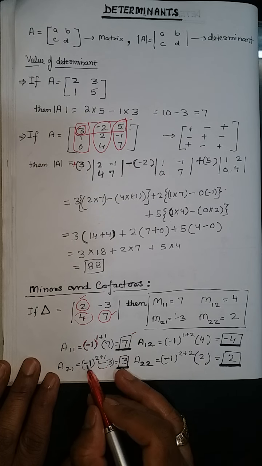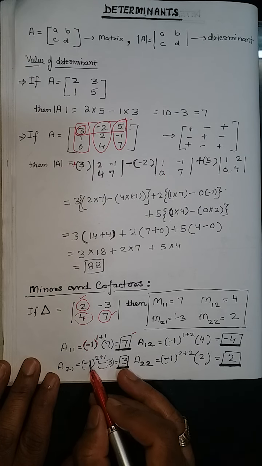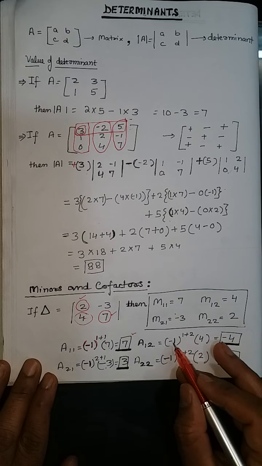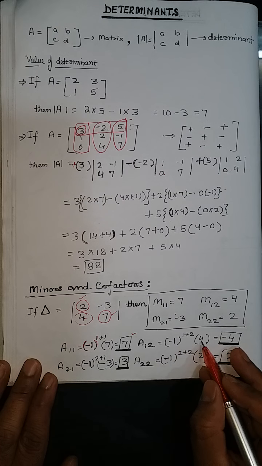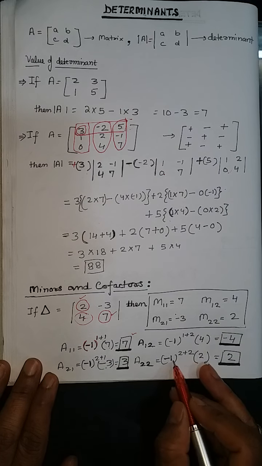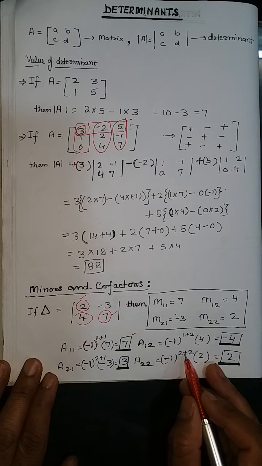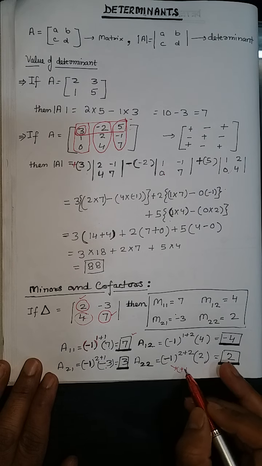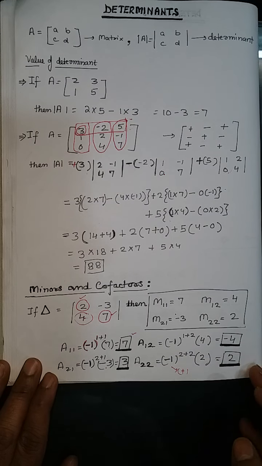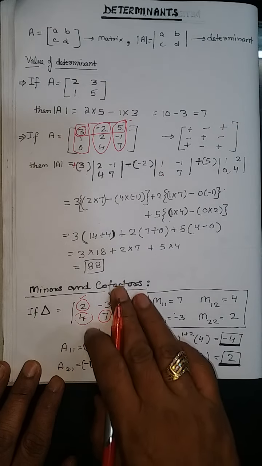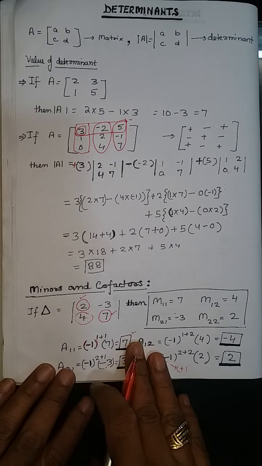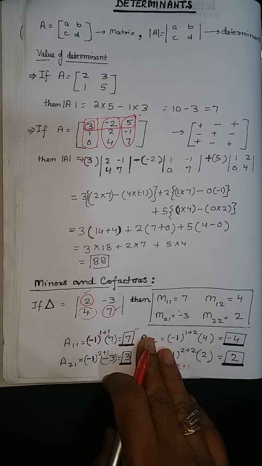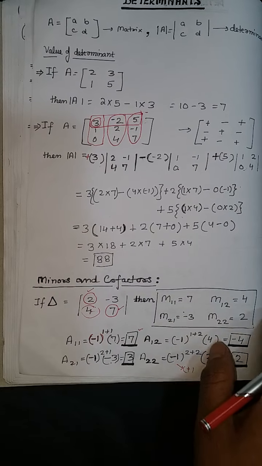2 plus 1 is 3. So minus 1 to the power 3 will give the opposite sign, that is negative sign. So minus minus gives plus. Minus 1 to the power 3, again negative sign. Negative, positive is negative. 2 plus 2 is 4. So minus 1 to the power 4 is positive, so the answer is positive here, plus 2. So this way we take out the minors and cofactors of any determinant. This way we can take out the minors and cofactors of a 3 by 3 determinant also.